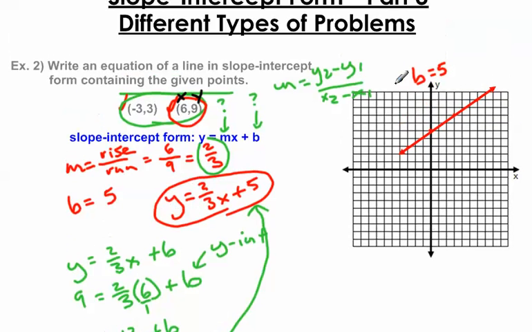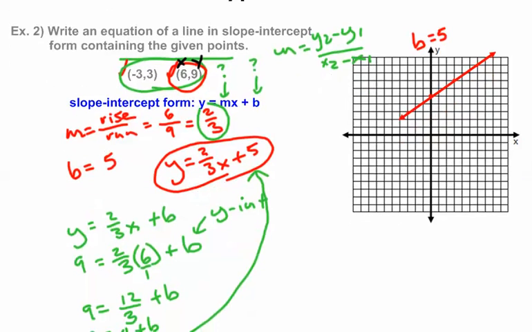Again, I could have plugged in this negative 3, 3 as well. We would have still gotten the answer 5. And so again, if you didn't have a graph, you can always use this equation, m equals y2 minus y1 over x2 minus x1, and then you can solve for b using one of those coordinates.